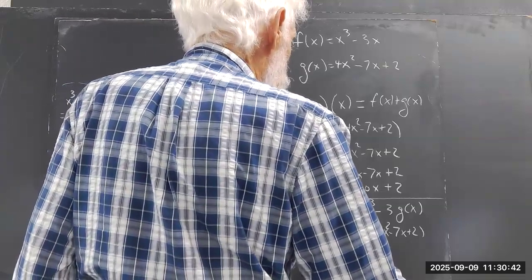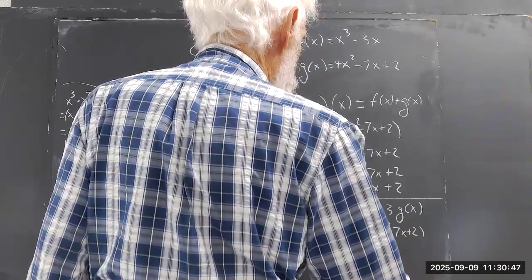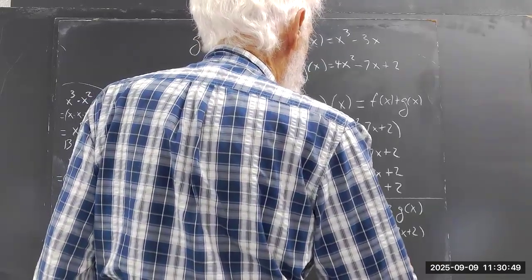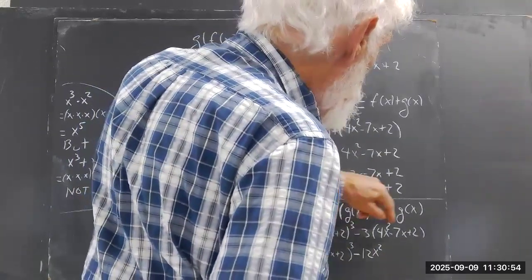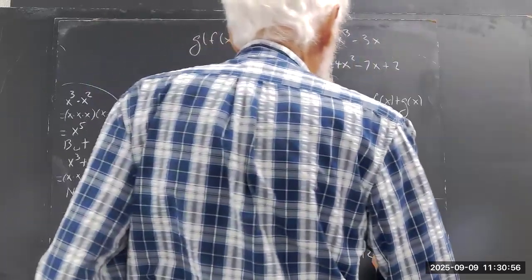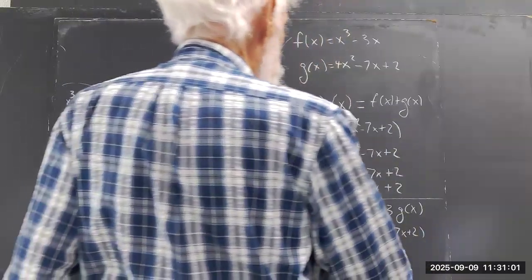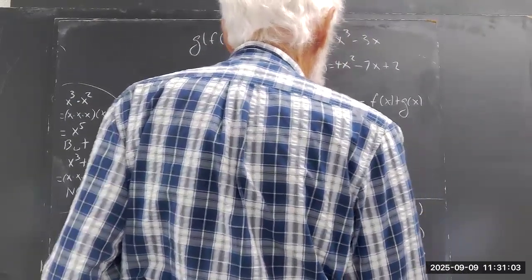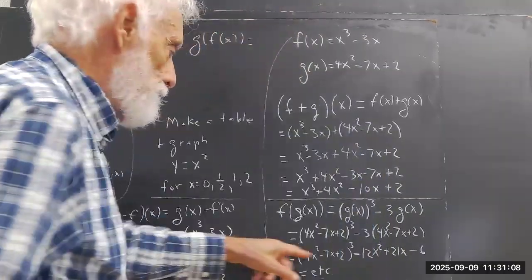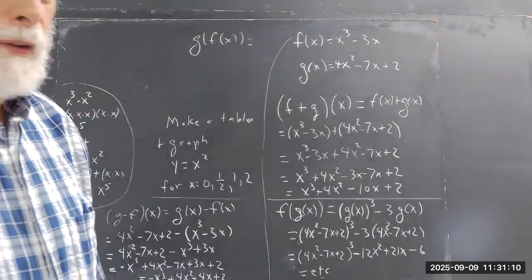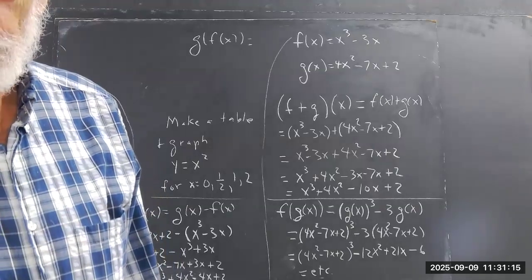But then we have to take the minus 3 times all this. So what we get out of this is minus 3 times 4x squared, which is, excuse me, negative 12x squared. Minus 3 times minus 7 is 21, plus 21, and that's got an x on it. And negative 3 times 2 is minus 6. I'll just say equals, et cetera. The et cetera is how do you cube this? And then how do you simplify the whole mess? Okay.